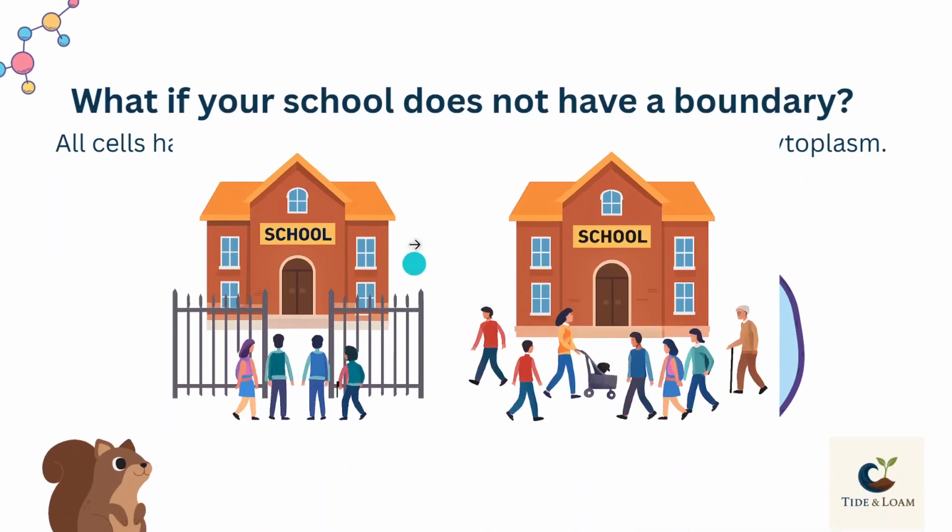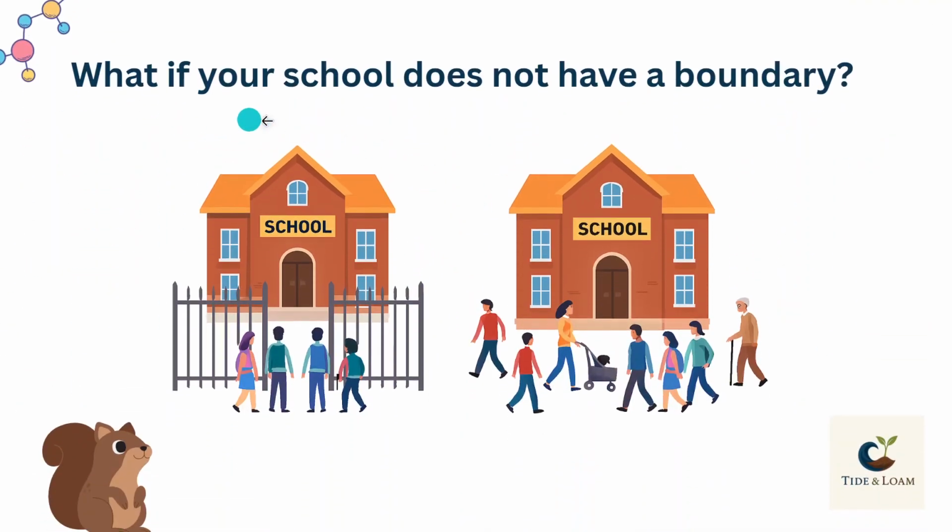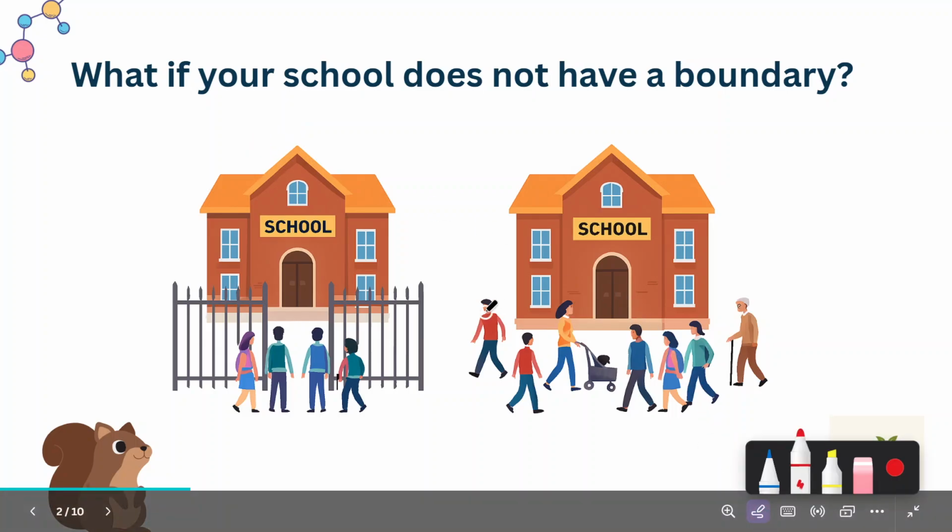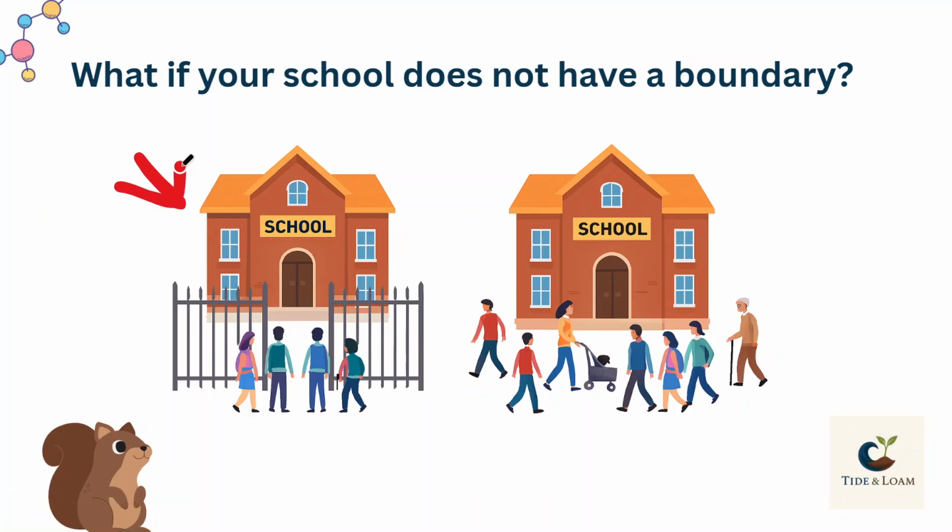To understand this, let me ask you a simple question. What if your school does not have a boundary? अगर आपके स्कूल की एक बाउंड्री ना हो, एक गार्ड ना हो और आपके स्कूल के कोई रूल्स ना हो, तो क्या होगा? Now down here we have two figures. This is a figure of the school with a boundary, and this is a figure of the school without any boundary, without regulations, without a guard.